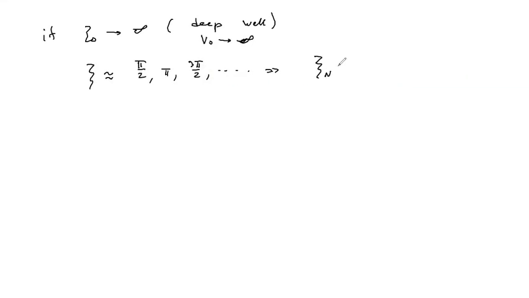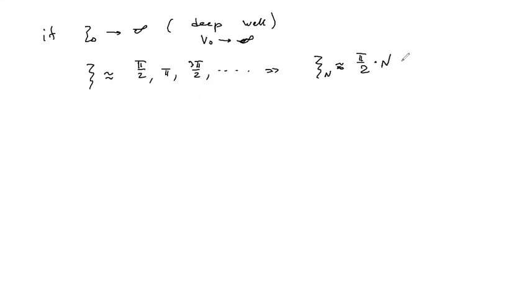Can I write it like this? Xi would be equal to pi over 2 multiplied by some integer number, maybe. Does it make sense or not? This would be n equal 1, n equal 2, n equal 3. Integer number of pi over 2: pi over 2, pi, 3 pi over 2. Okay, approximately. You agree with this?